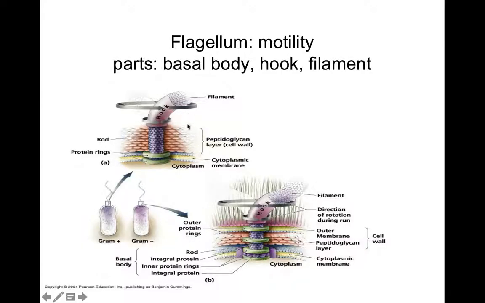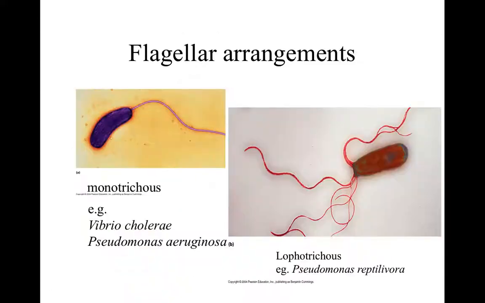You don't have to know the differences in flagella between gram-positive and gram-negative bacteria, but do know that there's three basic parts to bacterial flagella. There's a basal body, and the basal body anchors the flagellum in the cell membrane and cell wall. There's a hook, and then the long filament made out of protein is called the filament. And the flagellum is just a little bit more complicated in gram-negatives. But again, you don't need to know the difference between gram-positive and gram-negative flagella.